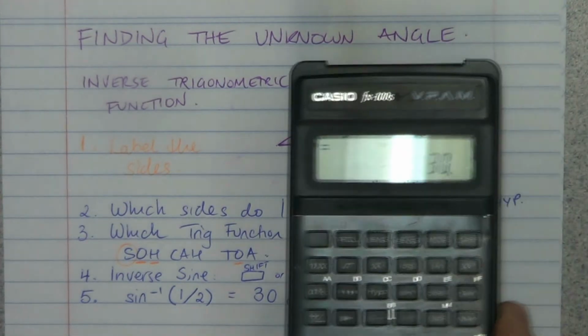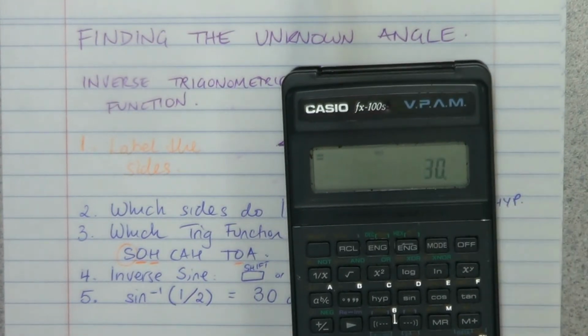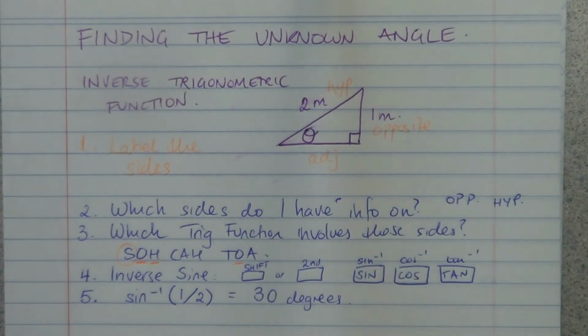Please also make sure when you have your calculator that it has a little deg on the top there, or D, whatever yours might say, so that you know you're dealing with degrees and not radians. So please make sure you've got that. So that is how you find an unknown angle. It's very simple. Label your sides, determine which trig function involves those sides, do the inverse of that function, and then you've got your answer.